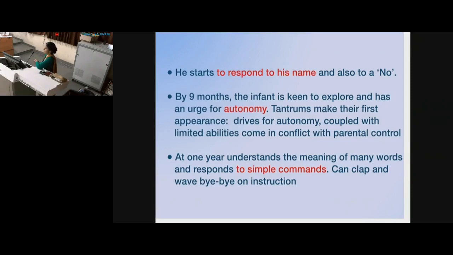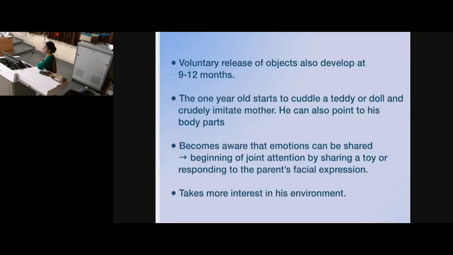Then he also has an urge for autonomy. That means now he wants to play with something, he wants to eat. And if you try to interfere, he shows a little bit of temper tantrums. Right? And he starts understanding the meaning of simple commands. If you tell him, tali bajao, naak pe ungli likh ke dikhao, so he starts following some simple commands. Right? Voluntary release of objects around 1 year of age. Then he begins to cuddle a teddy bear. He begins to point at body parts.